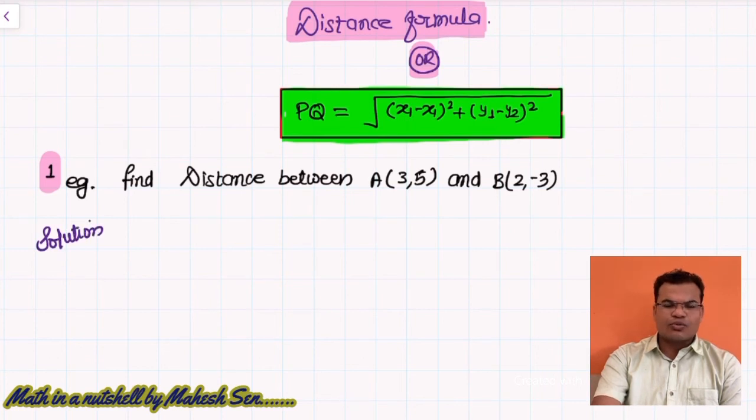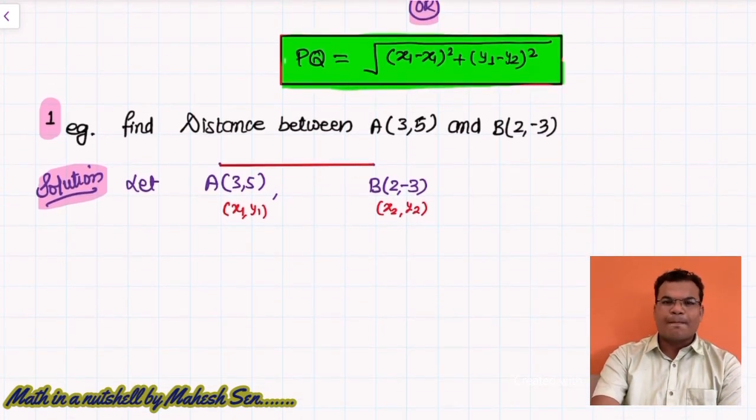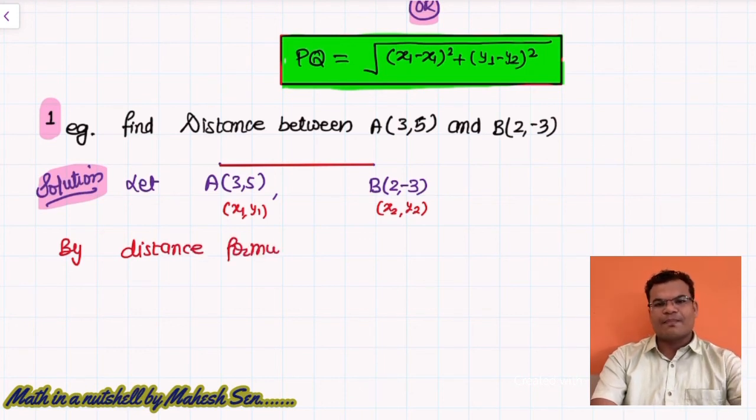Before starting the solution, always remember to write down x1, y1 and x2, y2 with these points. So let A be a point whose coordinates are (3, 5). The second point is B whose coordinates are (2, minus 3), and we are finding the distance between these two points. So I am writing x1, y1 as the first point and x2, y2 as the coordinates of the second point, that is B. Now you have to put the values in the formula and get the answer.